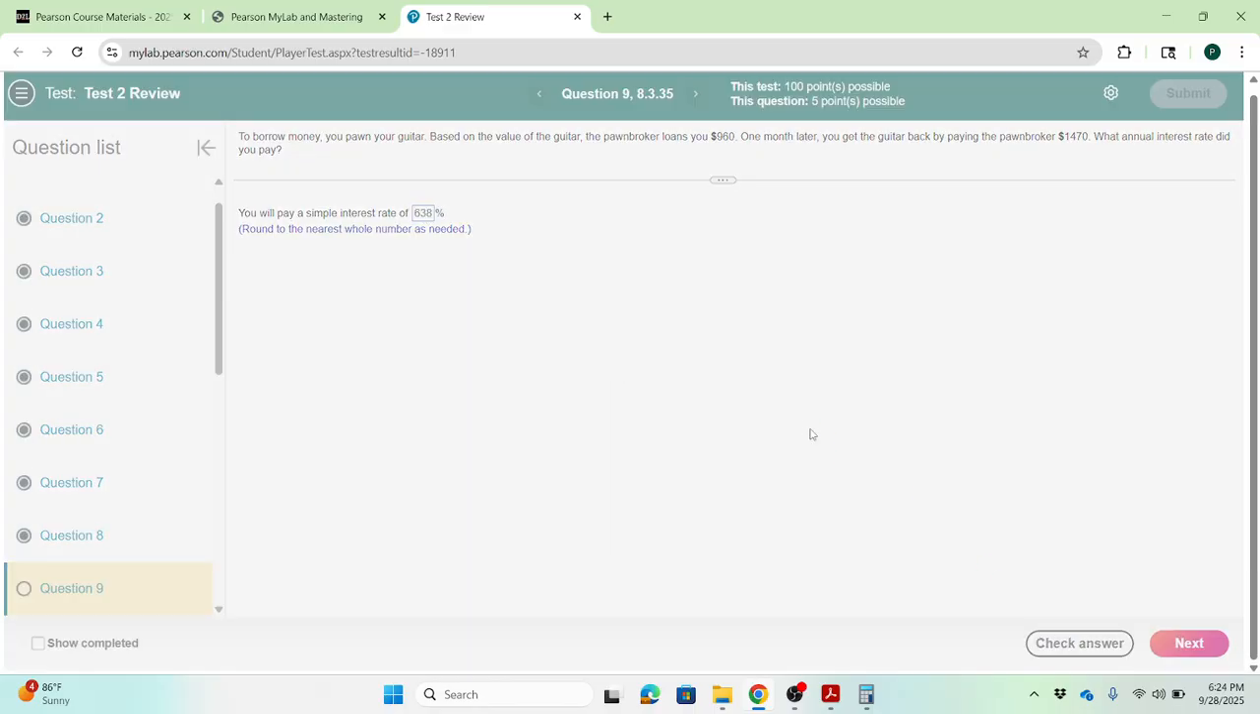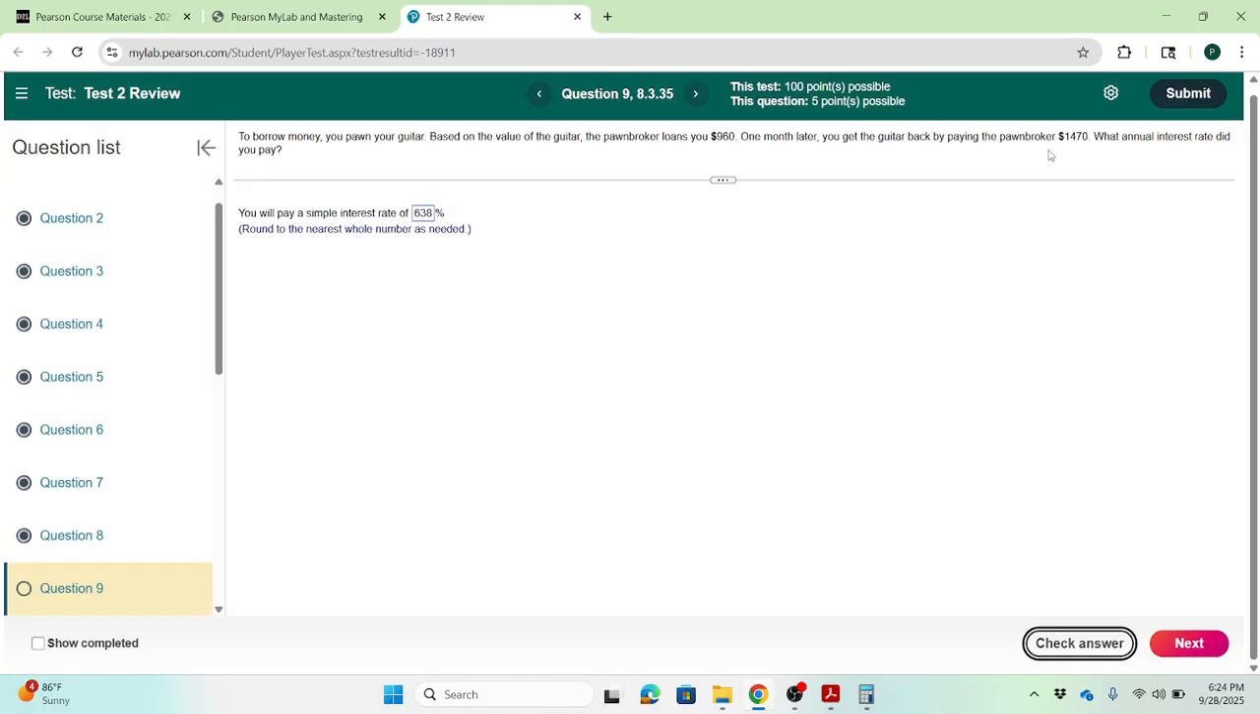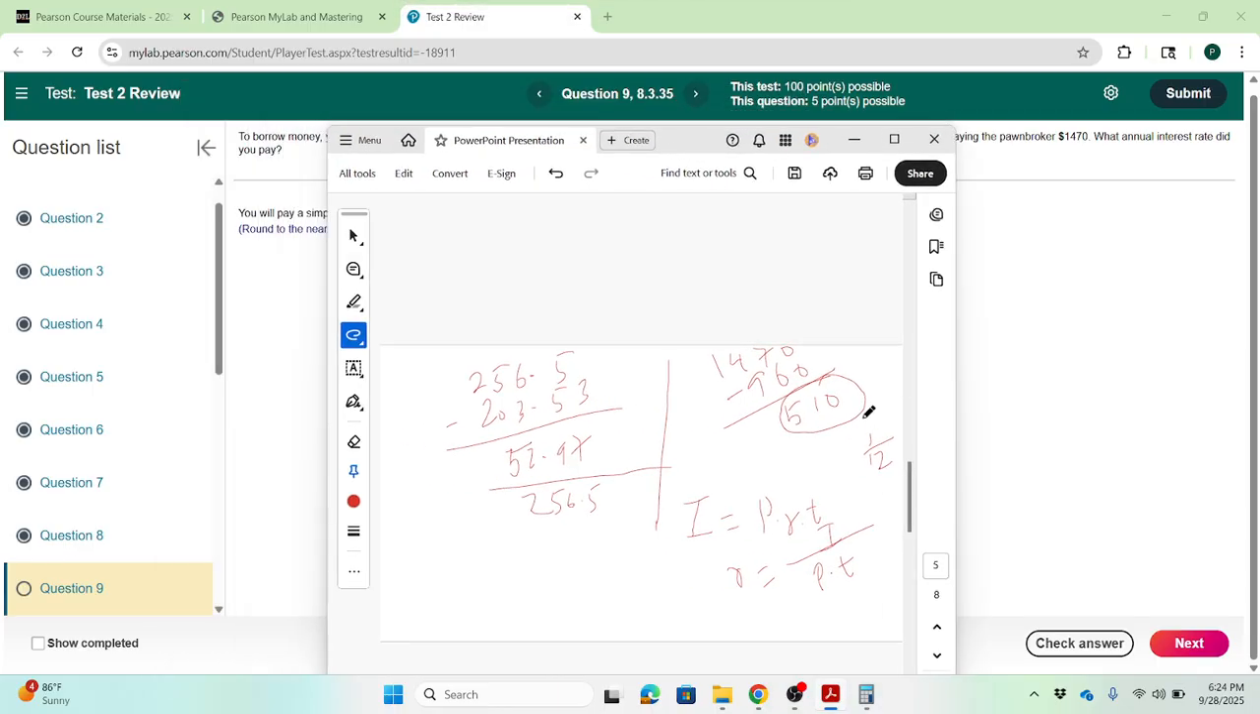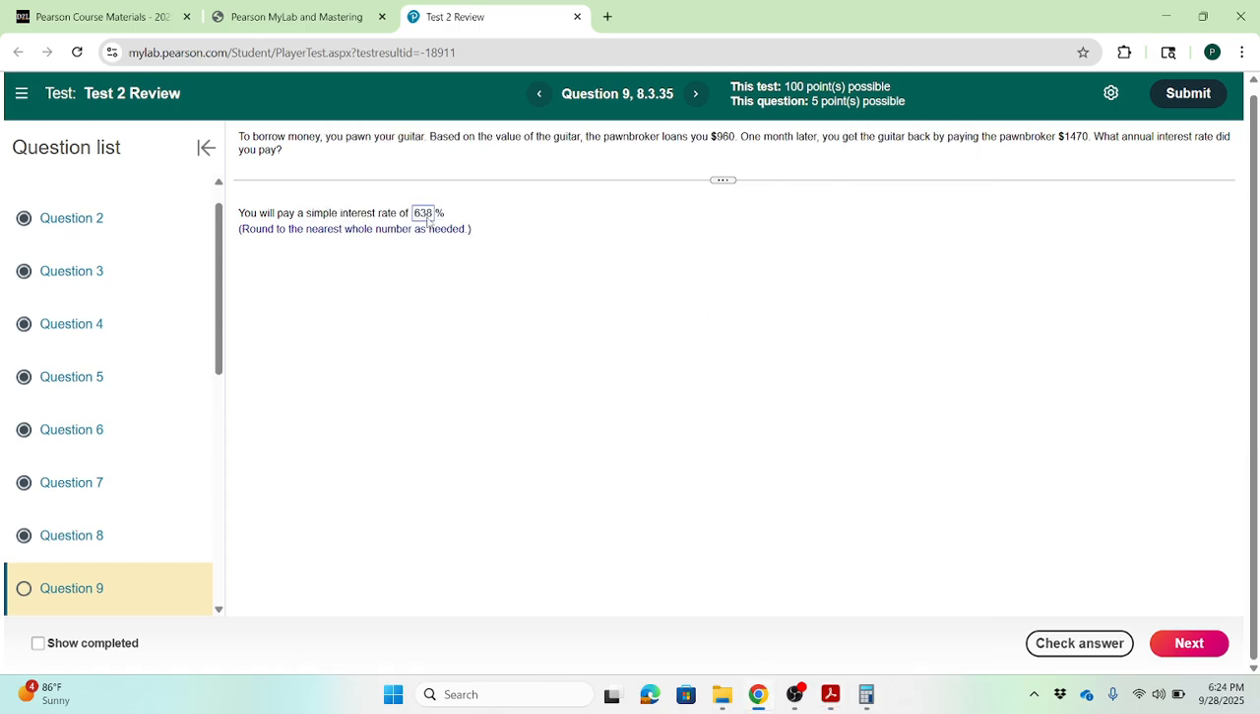638%. Remember, in this problem, you are paying 510 bucks in a month. So in a year, that will be almost 12 times 500, which means more than 6,000, which is the interest for 960 bucks. So which is 638%. Okay.